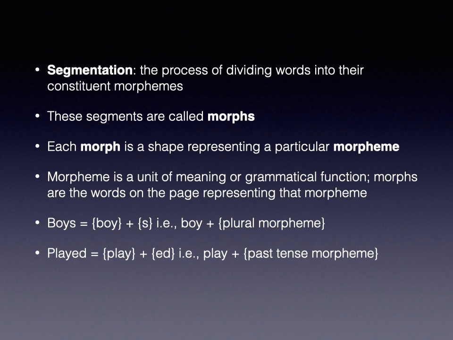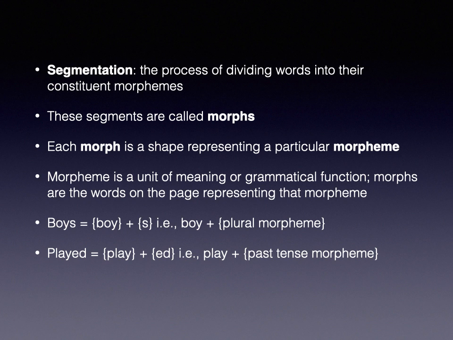Now this is interesting. There is a slight difference between a morph and a morpheme. As I said, a morpheme is a unit of meaning or grammatical function. That means it is conceptual. It is at the level of thinking. It is not the letters u and n coming together. U, n, that is not a morpheme. Instead, the negative meaning that is brought by the letters u, n, that is a morpheme.